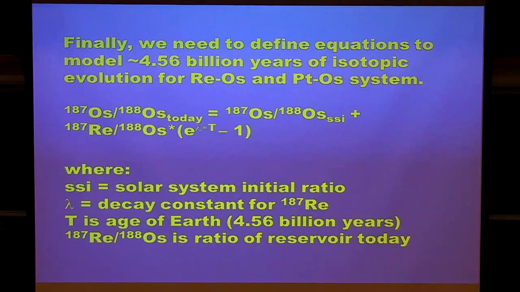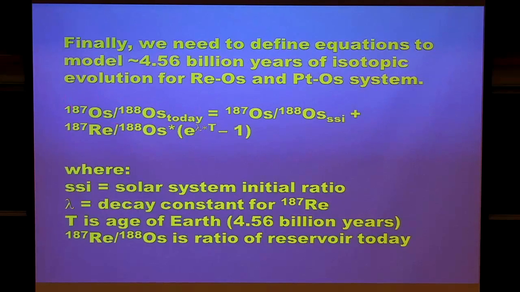So one of the things we want to do, once we have created a mantle 4.5 billion years ago with the highly siderophile element abundances that we calculate, is ask what the implications are for isotopic evolution over the next 4.5 billion years. It's a relatively simple calculation. We use an equation like this. This would be the osmium isotopic composition today. This is something that we measure in the mantle.